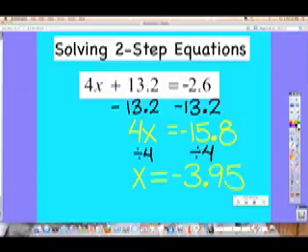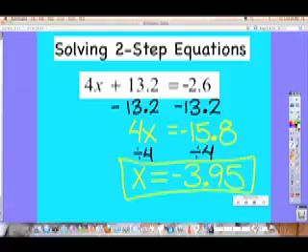Let me see how many of you got that. Okay, hands down. Did any of you plug it back in and check it? You did? Did it work? Perfect. Circle it. I feel good about that. All those checkers. Okay, you ready for the next one? Ready, set, go. We can at least do the first step, right?